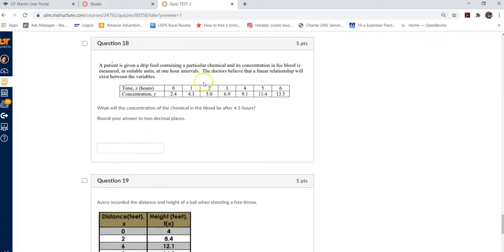A patient is given a drip feed containing a particular chemical concentration. The doctors believe a linear relationship exists. What will the concentration of the chemical in the blood be after 4.5 hours? So if X is 4.5, what is Y? Round your answer to 2 decimal places.